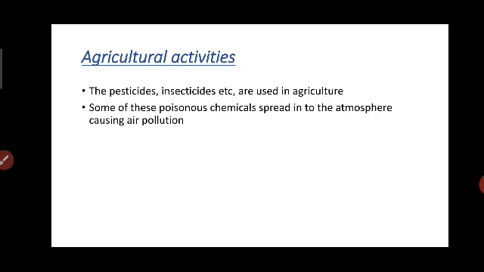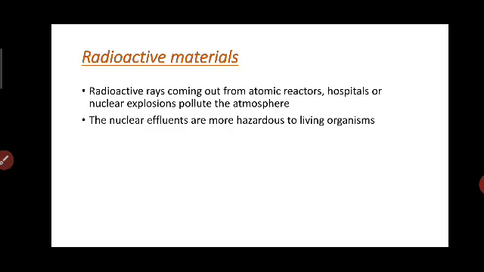Suppose our village is there, and around the village, the fields are there. On the fields, all the farmers are also spraying pesticides and insecticides on their crops. Then automatically that smell, those poisonous chemical particles, are spread in the atmosphere, causing air pollution. That is the air we are taking in. So agricultural activities also cause air pollution.